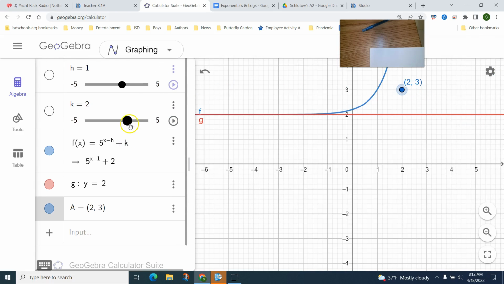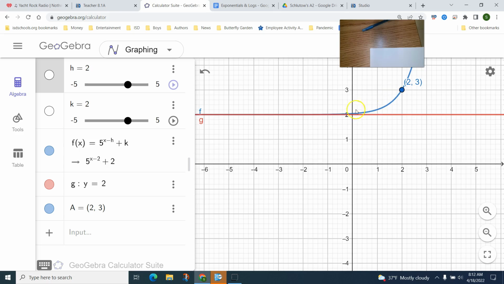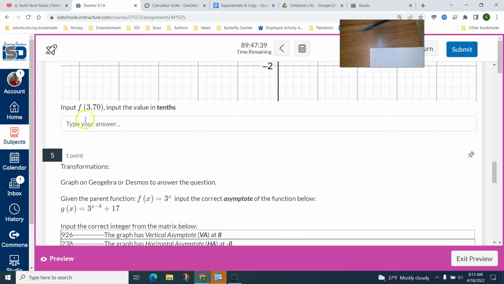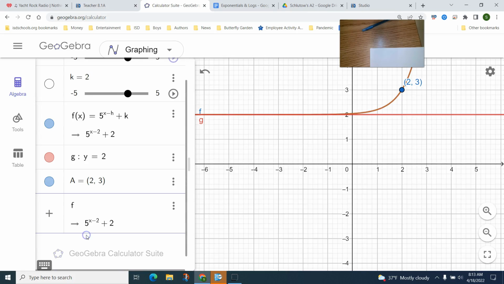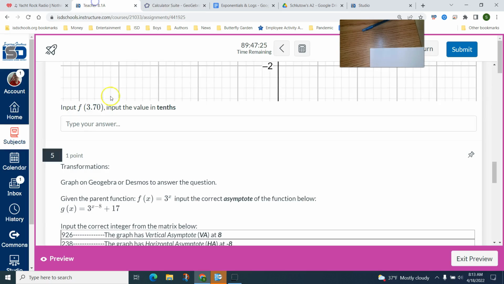And so what I want to do is take my h and slide it over to that. There it is. Now remember, you want your h as an increment of 1. So hit the 3 dots. Okay, and that's your answer right there. There is our function 5 to the x minus 2, plus 2. Now, the question says, put in this number right here. So I'm going to type in f of 3.7, and my answer is 17.4. Take it to the tens. All right.